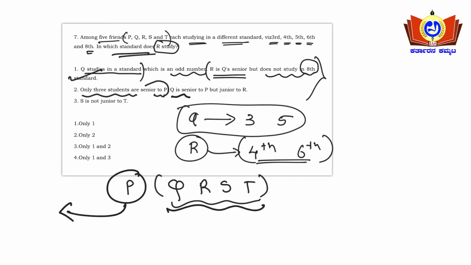So Q is senior to P but junior to R. This can also be written like this. See here friends, for P there are only 3 seniors and 1 junior. Q is senior to P, so Q might be here, and here, and here. Q is senior to P but junior to R, so R might be here and here then. If at all we can erase Q here. See here, when you take statement 2 alone you cannot answer the question here.